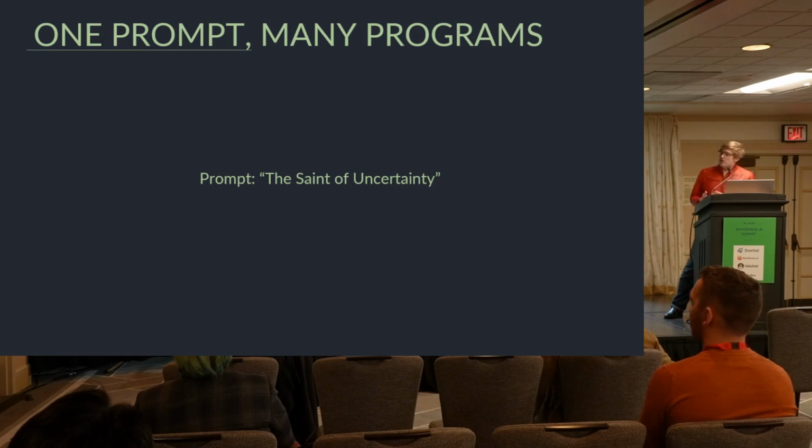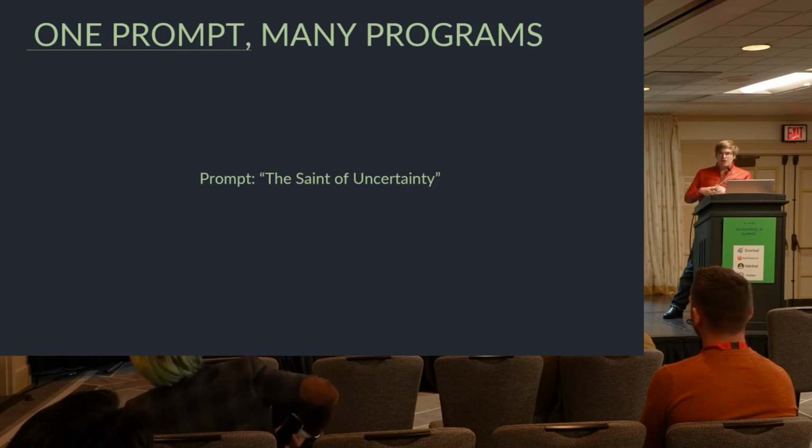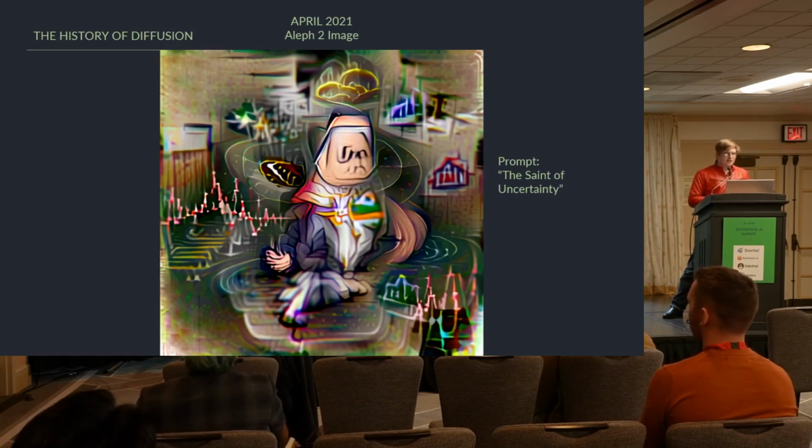And then along came promptism, or converting text into images. And this is a prompt that I like. It's called the Saint of Uncertainty. And I'm going to show you how that one prompt has performed across many different versions of AI text to image programs. So this is Aleph to image. This was one of the first open source ones. Just a bunch of people on the internet put this together and put it out. And so you can see how you have maybe a face here. You've got some saintly robes. Over here, what I really like about this is it looks like a stock market chart. And the stock market is uncertain, so it kind of got the Saint of Uncertainty, which is cool.